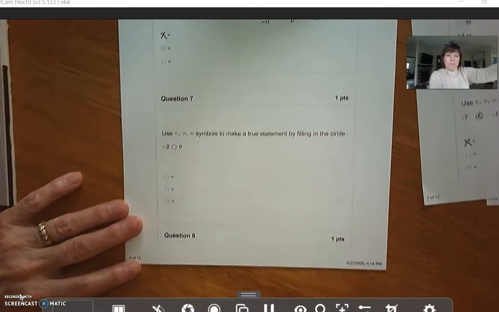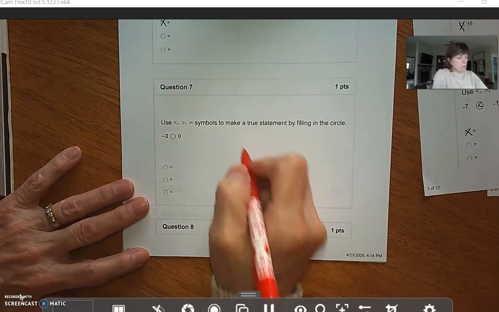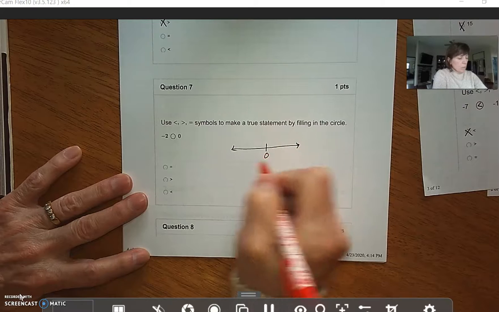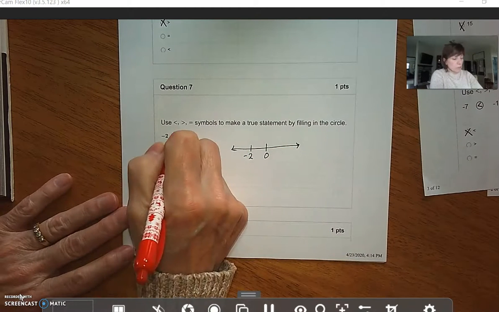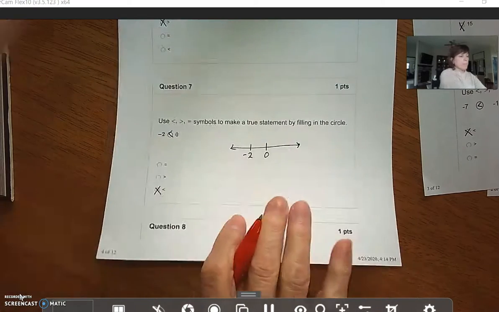Same thing with question 11. We want to make this a true statement by using one of the inequality symbols. And so again, I have my number line. 0 would fall in the middle. Negative 2 is going to be to the left of 0. So negative 2 is smaller than 0. So we want the less than symbol there.